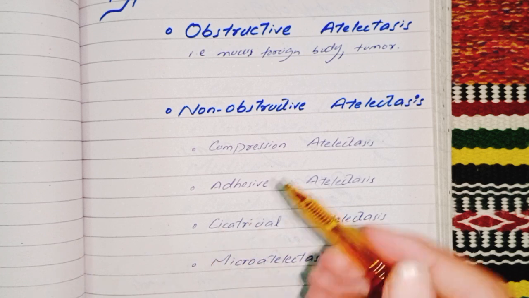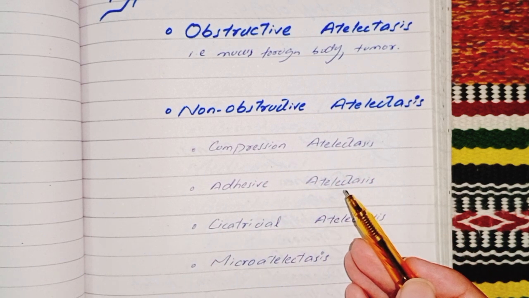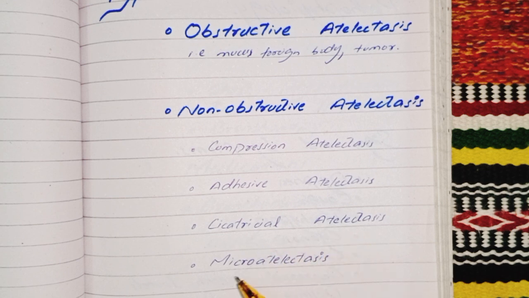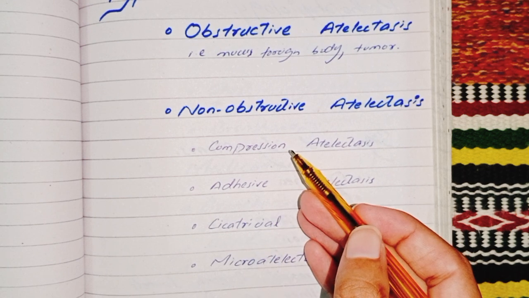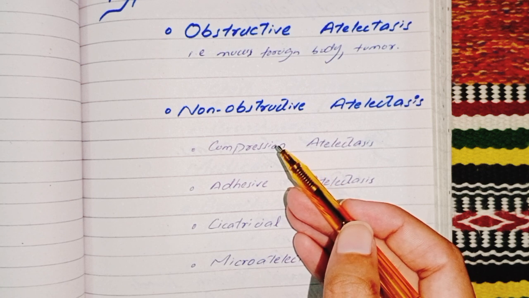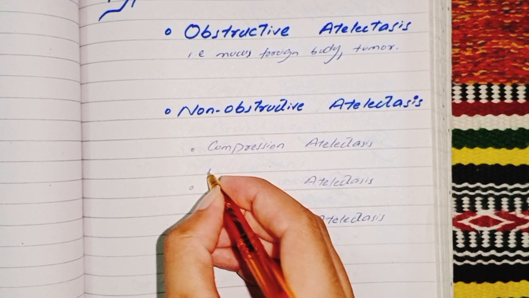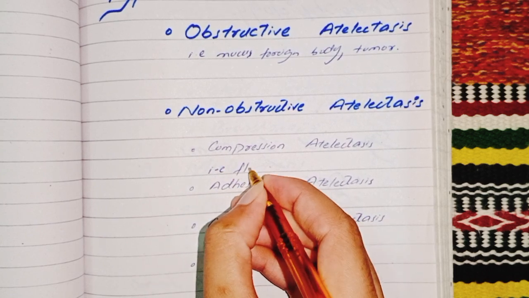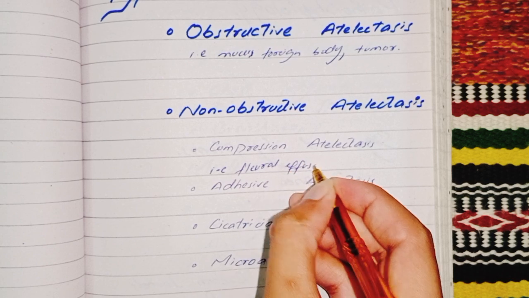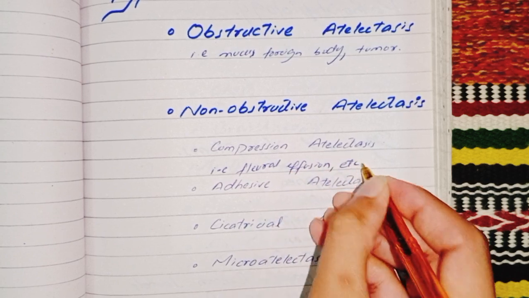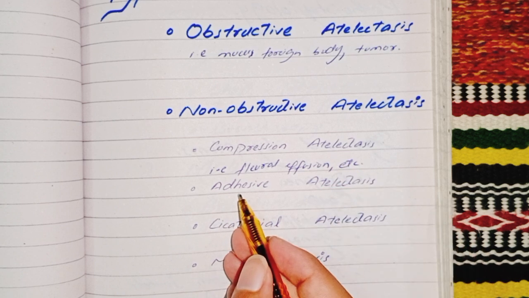It is further divided into four subtypes: compression atelectasis, adhesive atelectasis, cicatricial atelectasis, and microatelectasis. What is compression atelectasis? Compression atelectasis results from external pressure on the lungs, such as from pleural effusion, pneumothorax, or tumor.